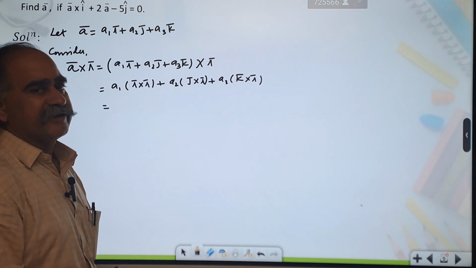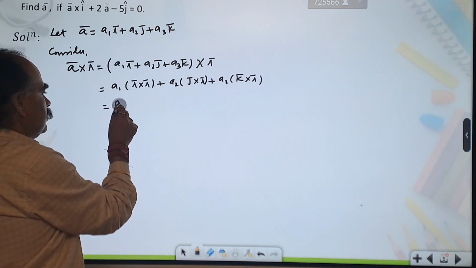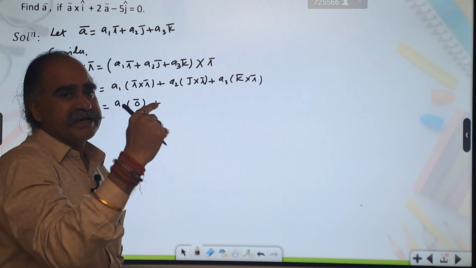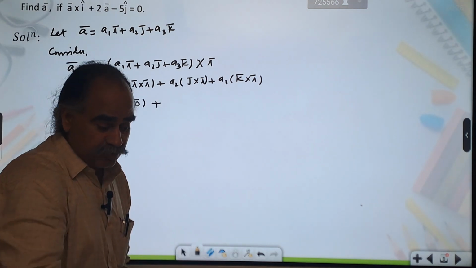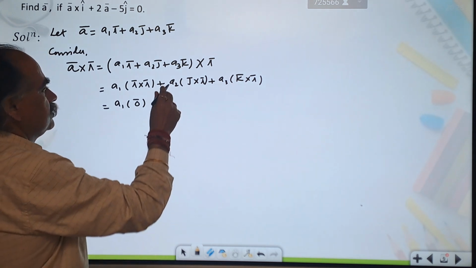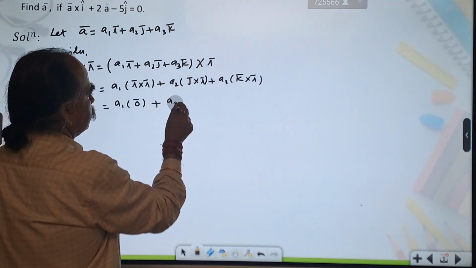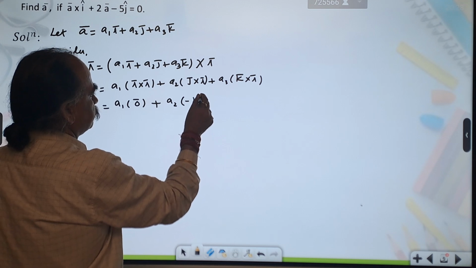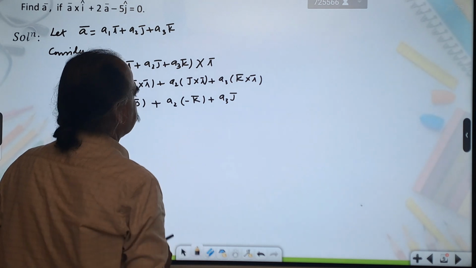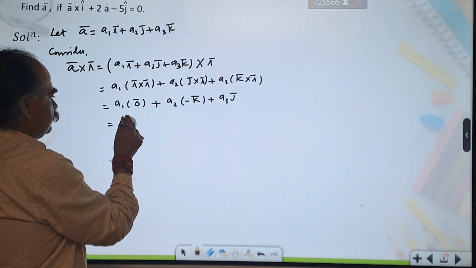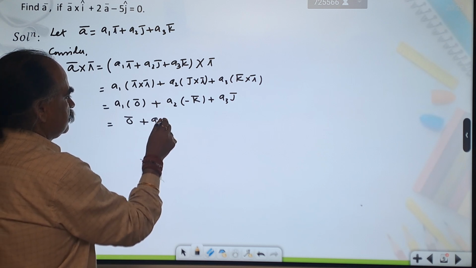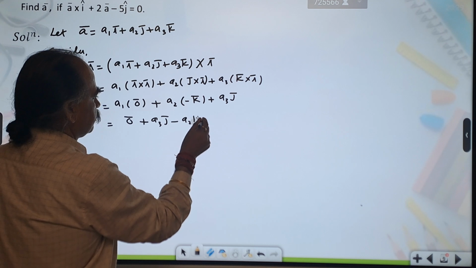Now i cross i is 0 bar, so a1 into 0 bar. We have to follow i to j, j to k, k to i. Whenever it is i to k, k to j, j to i, it will be negative. So j cross i is minus k bar, and k cross i is j bar. So this is 0 bar plus a3 j bar minus a2 k bar.